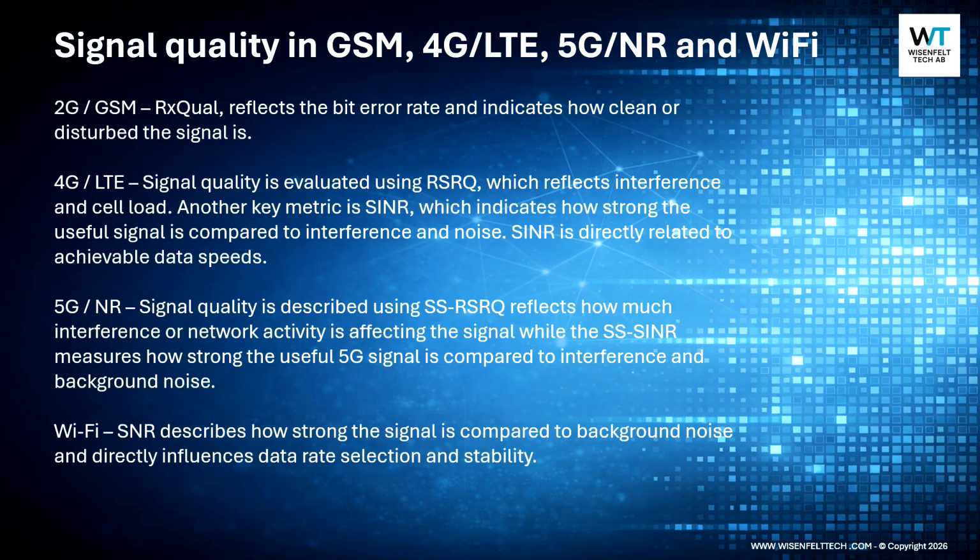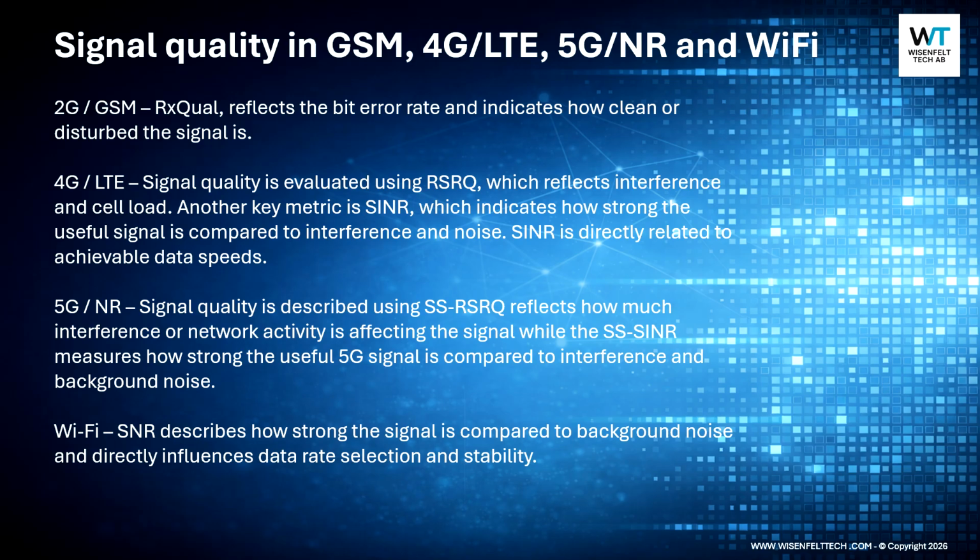Signal quality in GSM, LTE, 5G NR, and Wi-Fi. In summary, the different quality parameters are intended for different network types. For 2G or GSM, RxQual reflects the bit error rate and indicates how clean or disturbed the signal is. For LTE, signal quality is evaluated using RSRQ, which reflects interference and cell load. Another key metric is SINR, which indicates how strong the useful signal is compared to interference and noise. SINR is directly related to achievable data speeds.